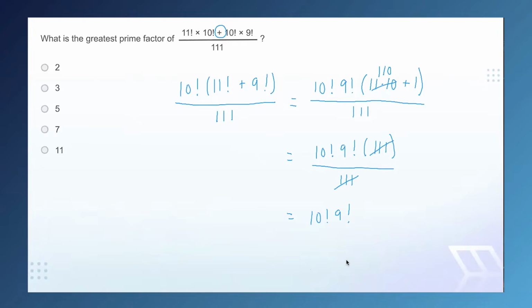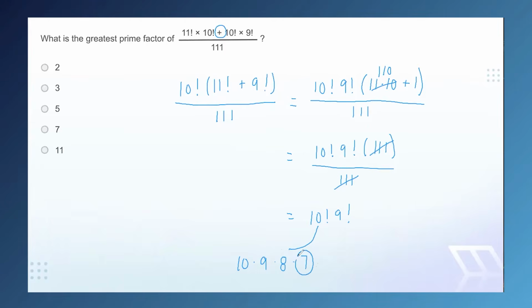Okay, so what is the greatest prime factor of 10 factorial times 9 factorial? Well, we can create a ton of different factors by multiplying different combinations of the integers that make up 10 factorial and 9 factorial, but those will all be composite. Prime factors have to be one of the consecutive integers already in the factorials. So looking at 10 factorial, we have 10, not prime, times 9, not prime, times 8, not prime, times 7.